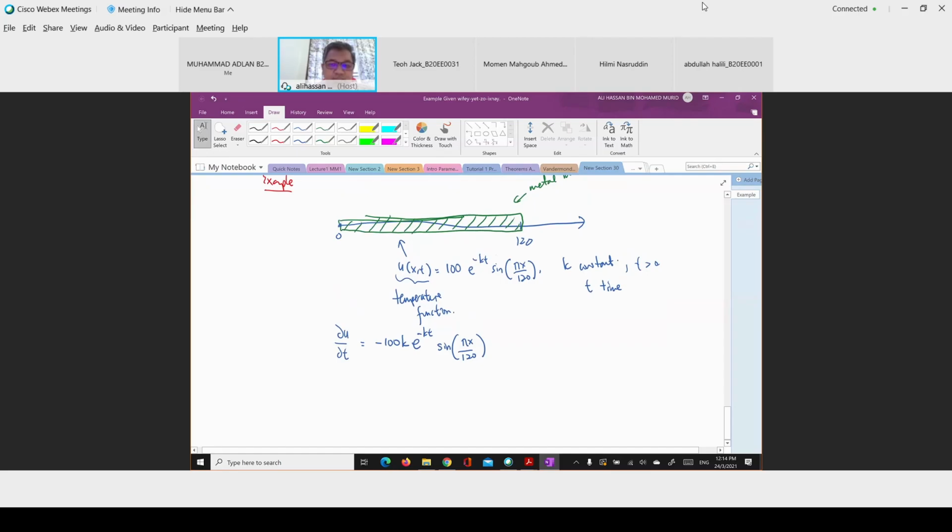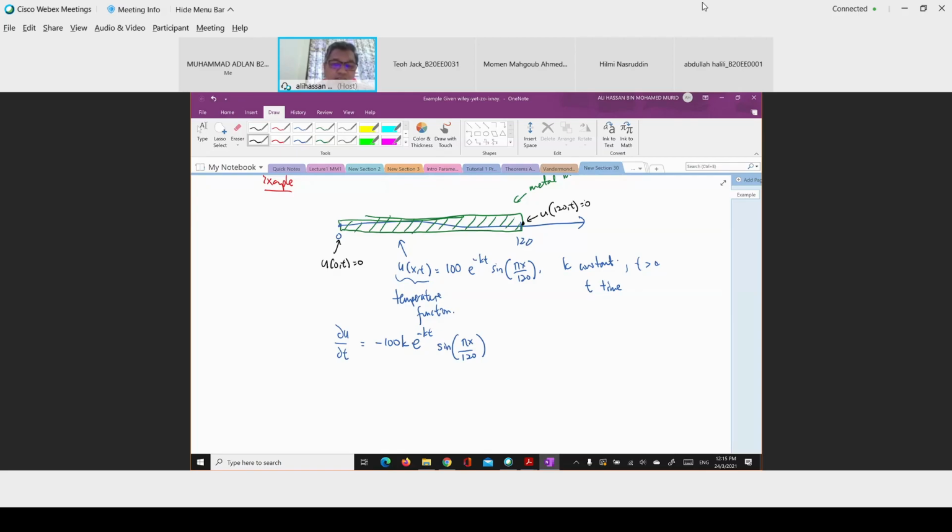As x varies from 0 to 120, what is u at this point? u(0,t) equal to 0, right? If I replace x by 0, we get 0. And here at this point, u(120,t) is also equal to 0, right? For x equal to 120, we have sine pi, which is 0. So the temperature is 0 at the ends of the metal bar, but the temperature varies in between.